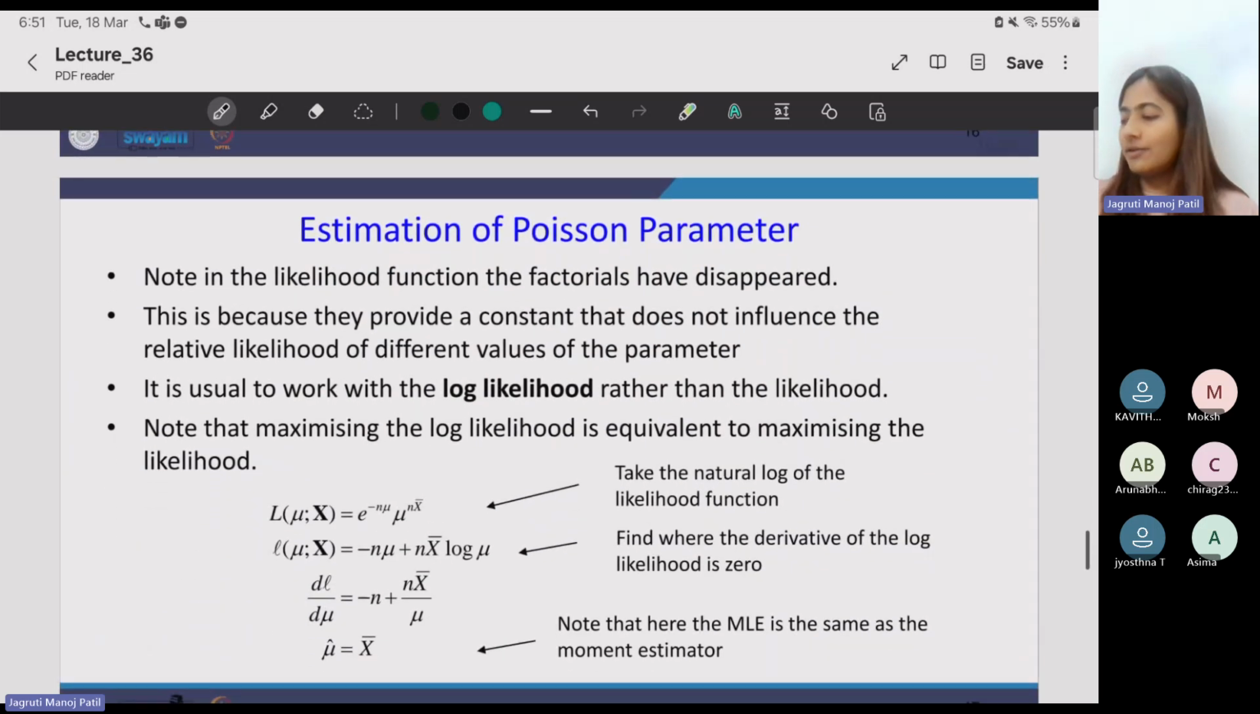This factorial term got removed because it was a constant. Constants won't affect your maximum likelihood function. The function is only affected by the estimates, which come with respect to the dependent and independent variables in your equation. So these are just constants. They do not influence the relative likelihood of different values of the parameter. Usually we work with the log likelihood rather than the likelihood, because solving it essentially means taking the derivative of the log likelihood and then maximizing it. It's pretty easy compared to the likelihood function itself. That's why we directly use the log likelihood function.